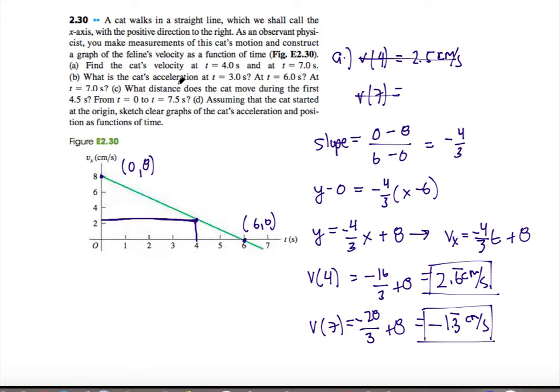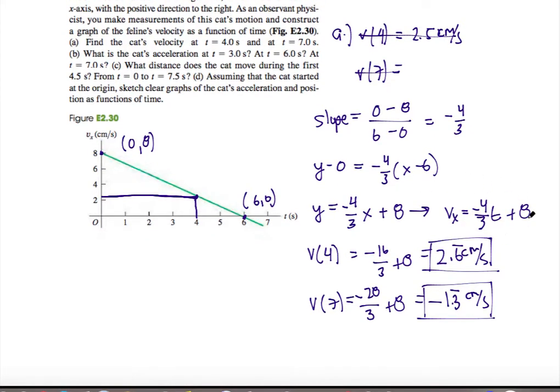So B asks for the cat's acceleration at 3 seconds and 6 seconds. Well, I just went to the trouble of finding an equation that has a slope for it. And I know that acceleration is the slope, or the first derivative, of my velocity function. So my acceleration at all points, so this is still part B, should be negative 4/3 centimeters per second, or centimeters per second squared. So it doesn't matter where I'm looking, because this is a linear function. My slope, and therefore my acceleration, should be the same.